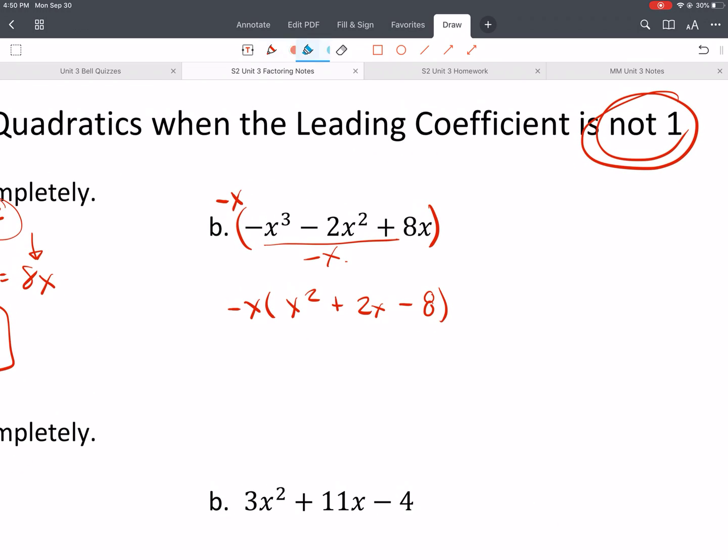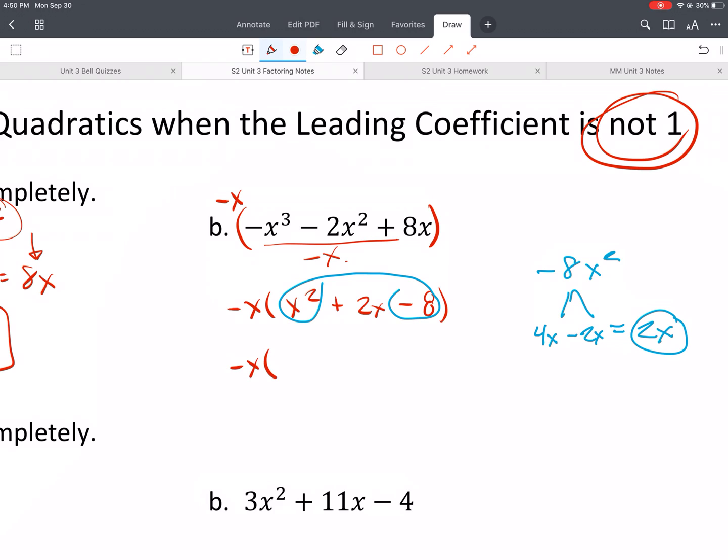Now that we have that, we can do our glasses. That gives us a negative 8x squared. We want to find a number that multiplies to give us that and adds to give us 2x. Right? So I'm thinking maybe a positive 4x and a negative 2x. That would give us 2x and multiplies to give us negative 8x squared. So again, we can use our shortcut. We have negative x already. We have our two parentheses. We'll do x plus 4 and x minus 2.